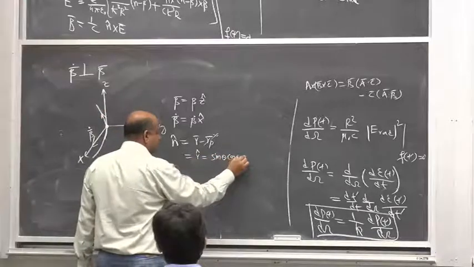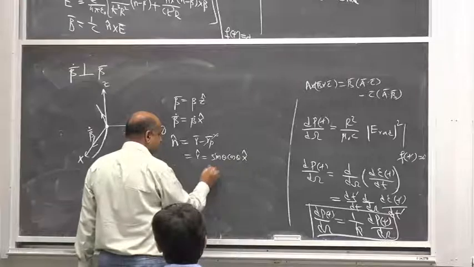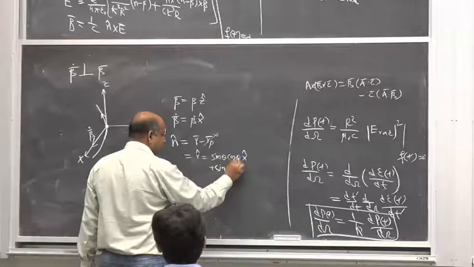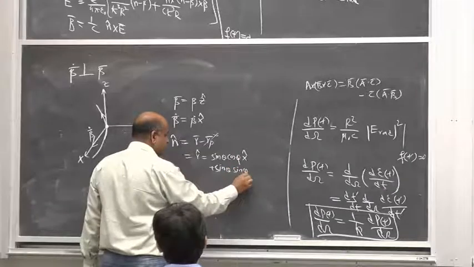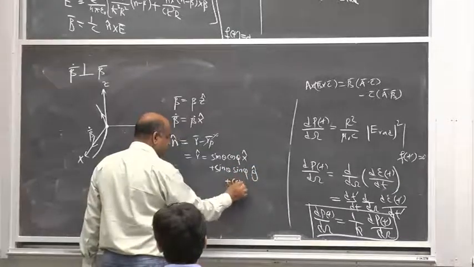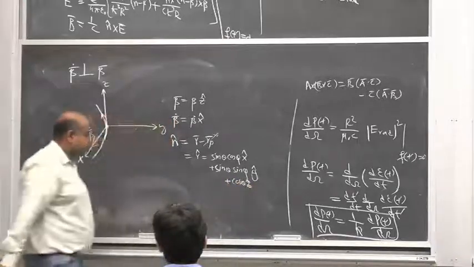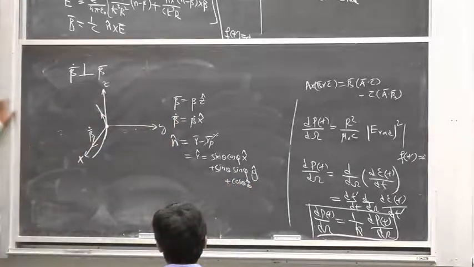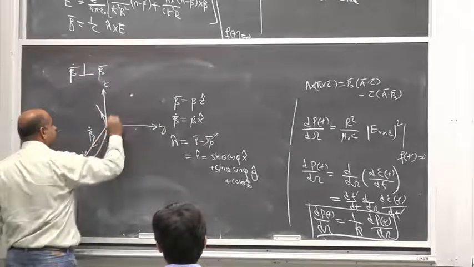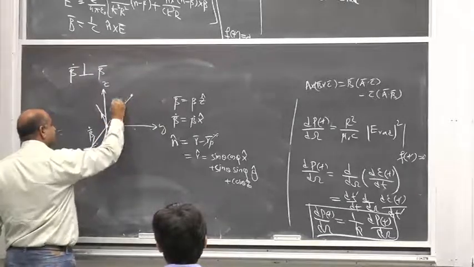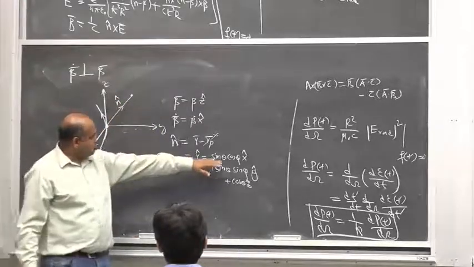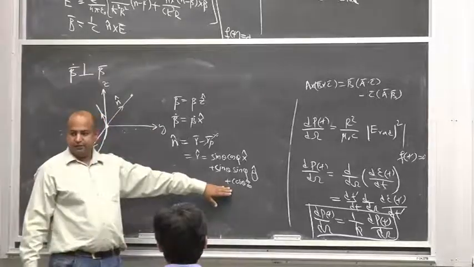sine theta cosine phi x plus sine theta sine phi y plus cos theta. So this is the point where you want to measure the field. This is the n vector. So n hat is r hat, and r hat in the spherical coordinate system is given like this.